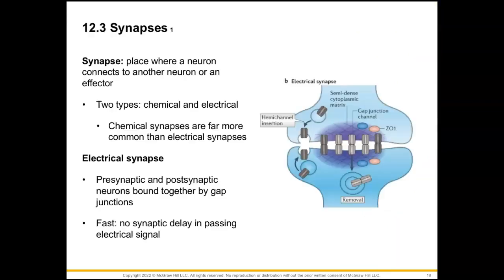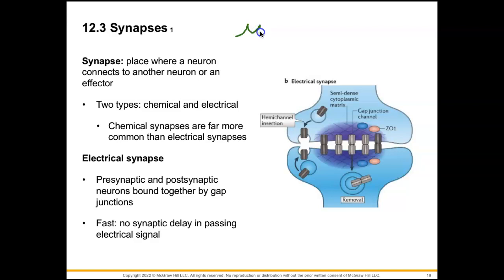Welcome back, and here we are going to talk about section 12.3 on synapses. So first, let's describe what a synapse actually is. It's going to be the place where a neuron connects to another neuron or it could be an effector organ.